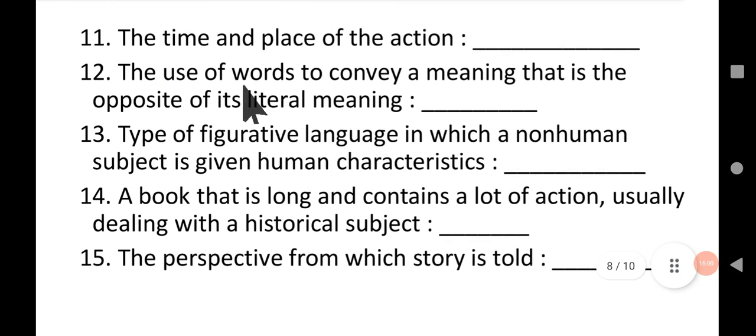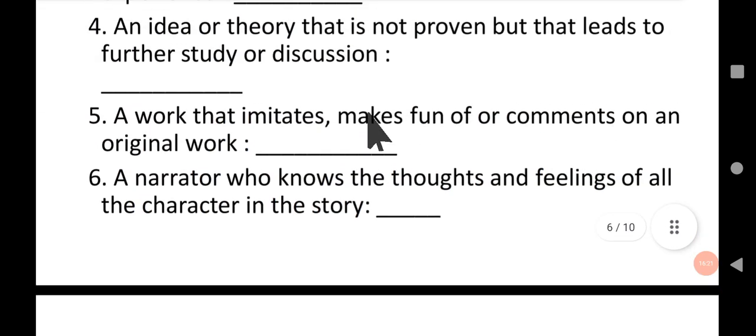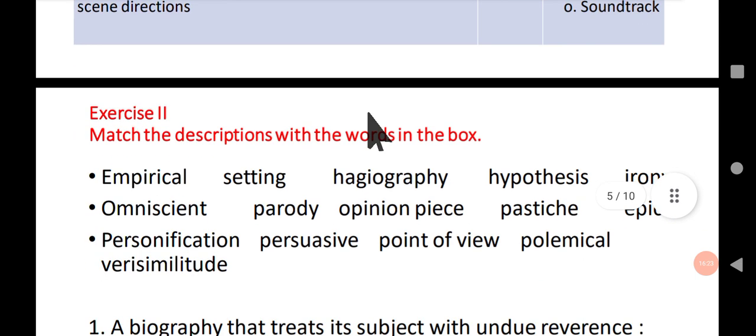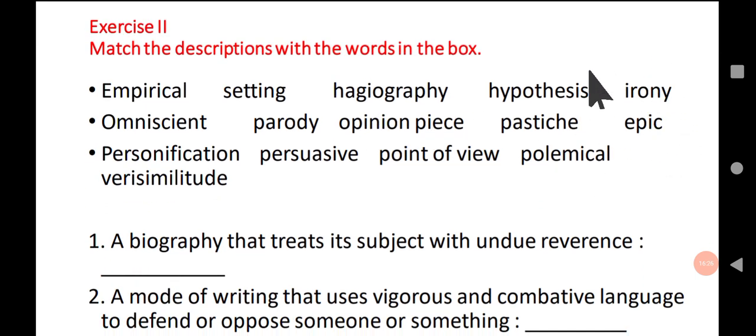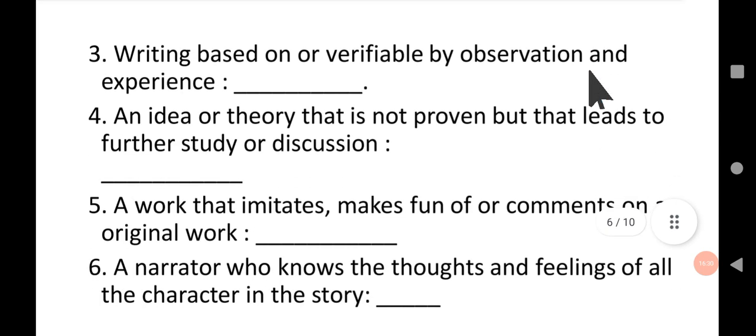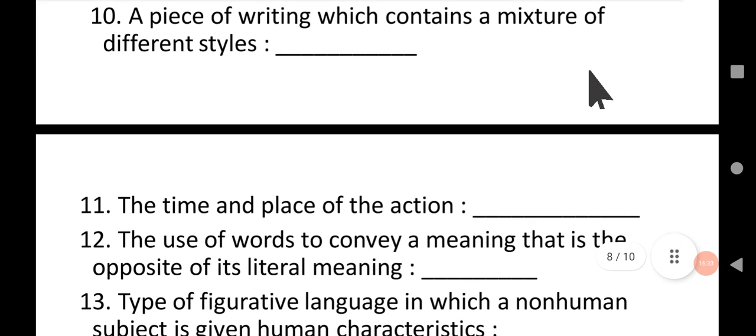The use of words to convey a meaning that is the opposite of its literal meaning. The direct literal meaning would be there, but the meaning of the literal words given is not suitable. Somewhere it is the opposite of all the given meanings. What is it called as? That type of writing is called as irony. Irony is something which you express opposite to the given situation, the complete opposite words. It is a kind of commenting.